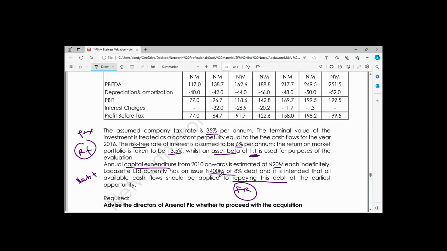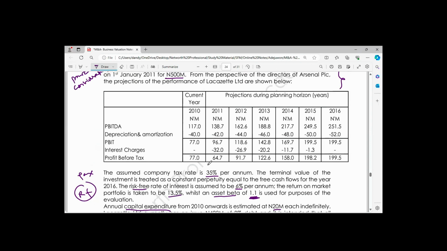The second stage is to calculate the present value of financing effect cash flow. Then step 3 is to calculate APV. Step 4 is for you to advise. So in this case, I need to calculate the base case NPV. For me to be able to calculate my base case NPV, I need to calculate free cash flow to the firm.